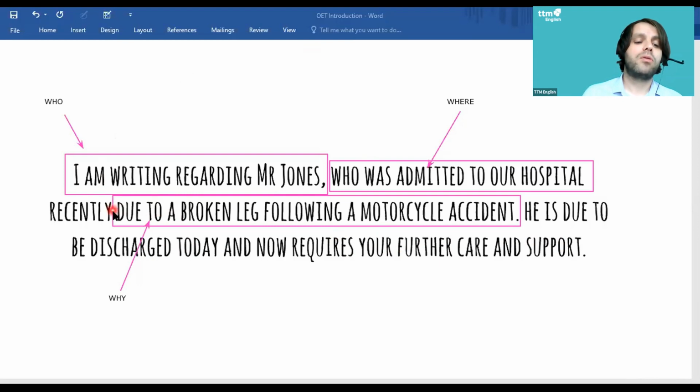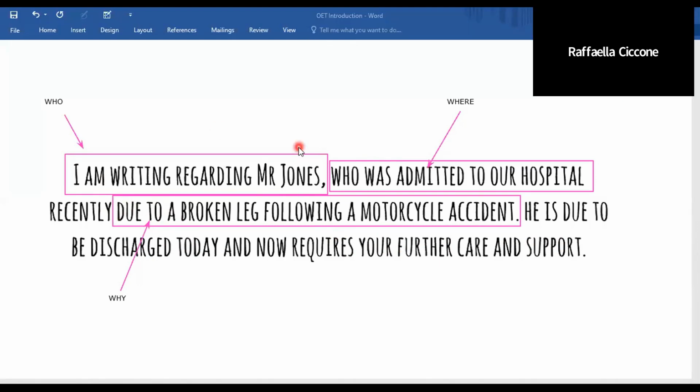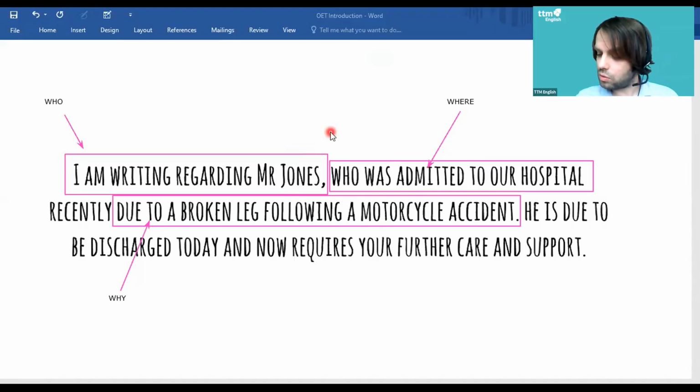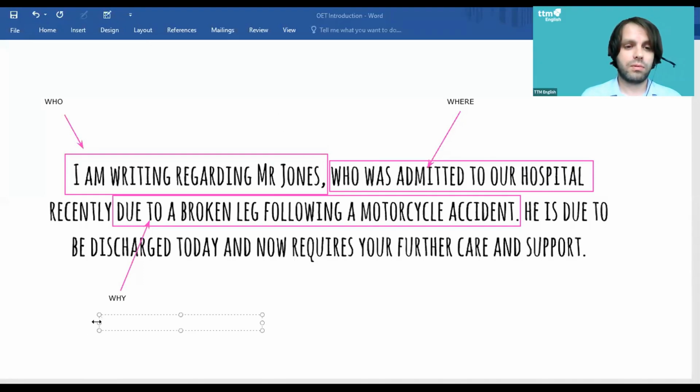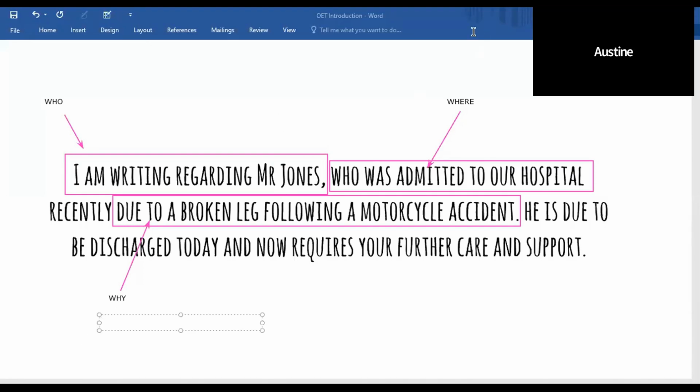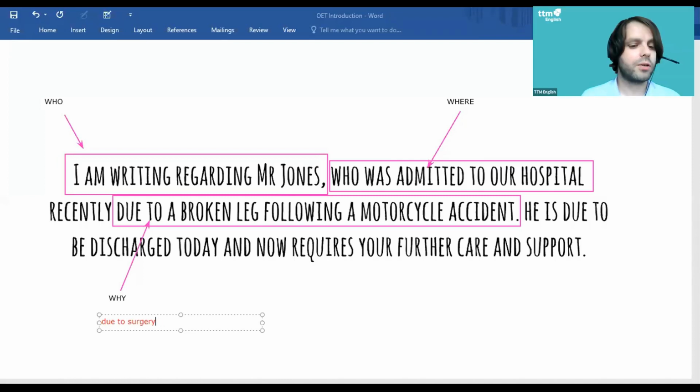I want to just ask you about due to here. What's the rule with due to? It's a cause. Let me ask this question now to Rijwana. Are you there, Rijwana? Imagine in this case, I can say due to. But imagine it was like surgery or something. Can I say due to a surgery? No. Why not? That would be after.